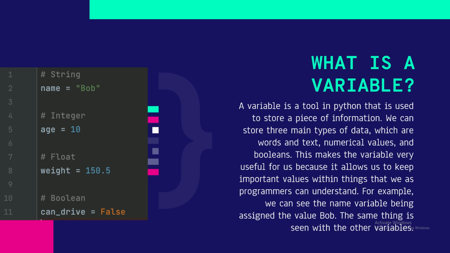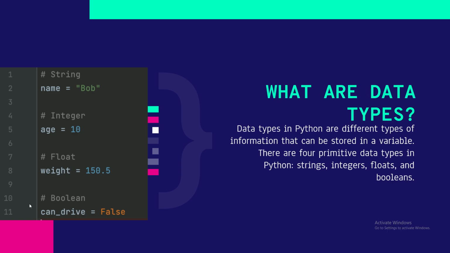These are extremely useful because they allow us to use these variables further on in the code and still retain the original value. For example, on the side we can see the name variable being used as the value Bob, and the same thing is being done with the other variables. So the age variable is set to 10, the weight variable is set to 150.5, and can drive is set to false. You'll notice these comments saying string, integer, float, and boolean. These are different data types for each variable. Here's Jishnu to talk more about that.